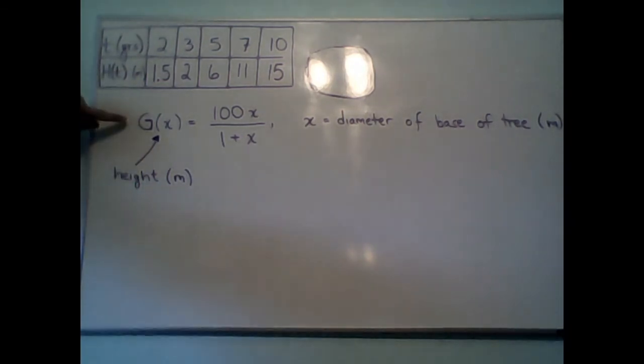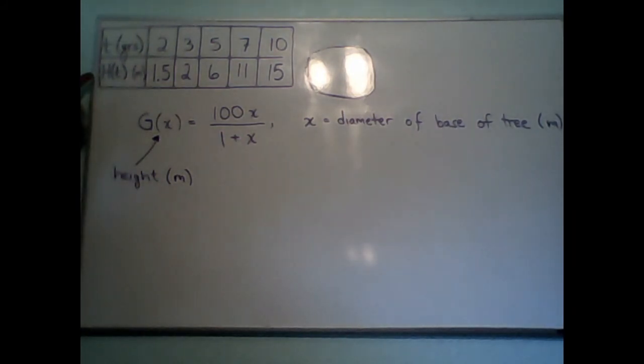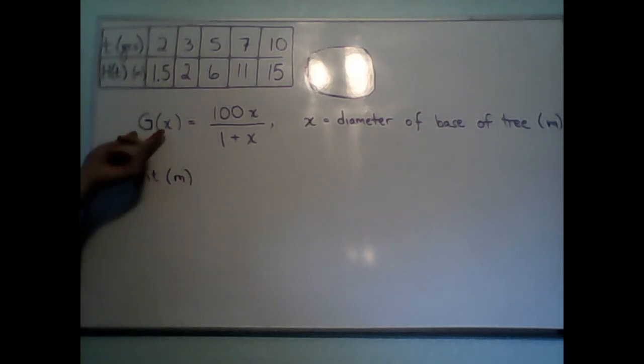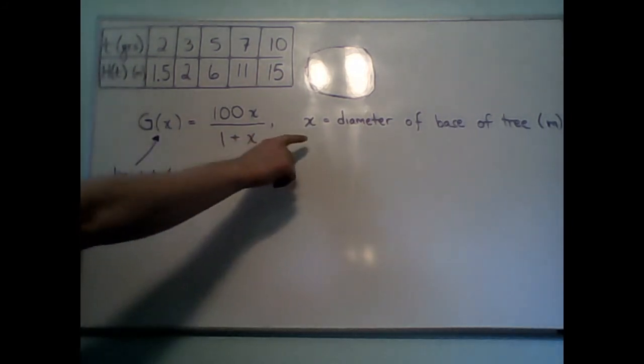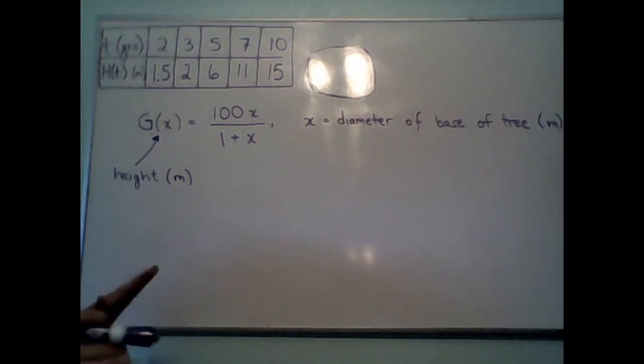So I've given the equation here, and I reread the question. G is another word for the height. So h was the height before, with respect to time t. G is now the height with respect to this new variable x. That is the diameter of the base of the tree. So that's what we're working with.